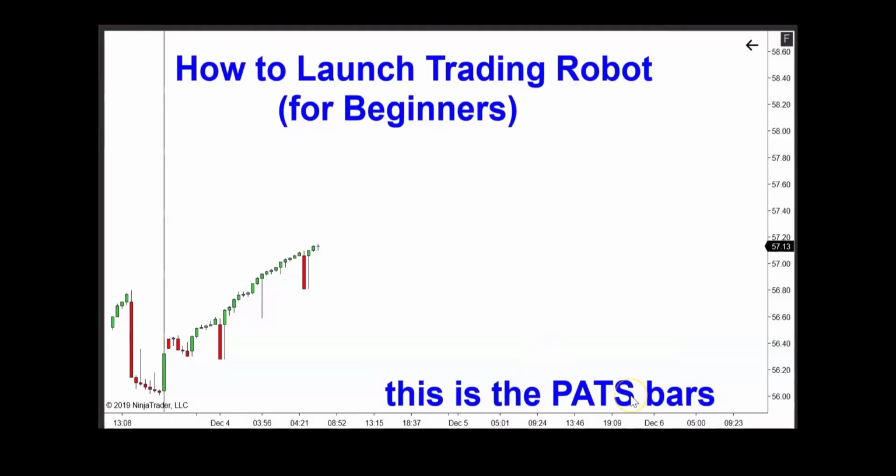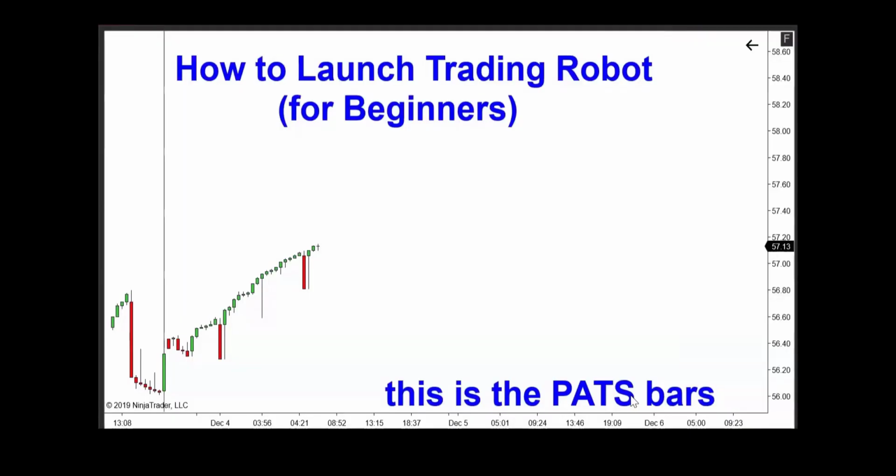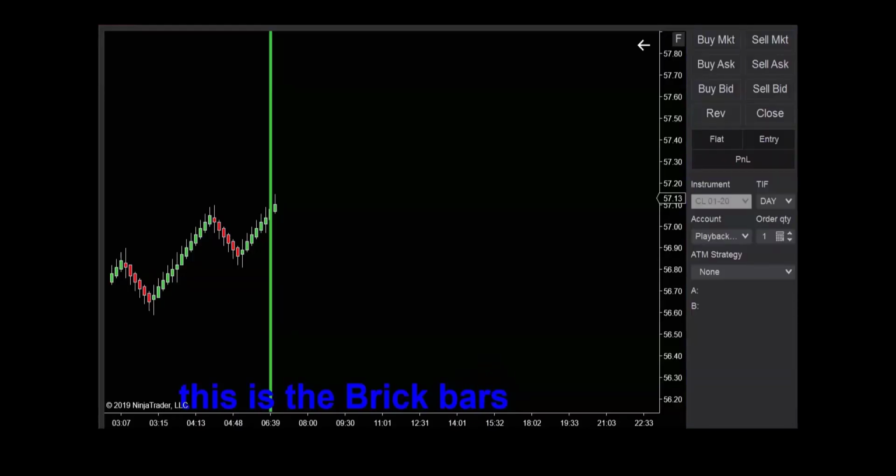And the PATS bars and the brick bars work together as kind of a master and slave approach. The PATS bars is the higher time frame where it tells you the right direction of the trade to be on, and the brick bars is what you drill down on a very microscopic level to take your entry, to place your stops, and of course set your profit targets. And the brick bars is where you launch your trading robot.